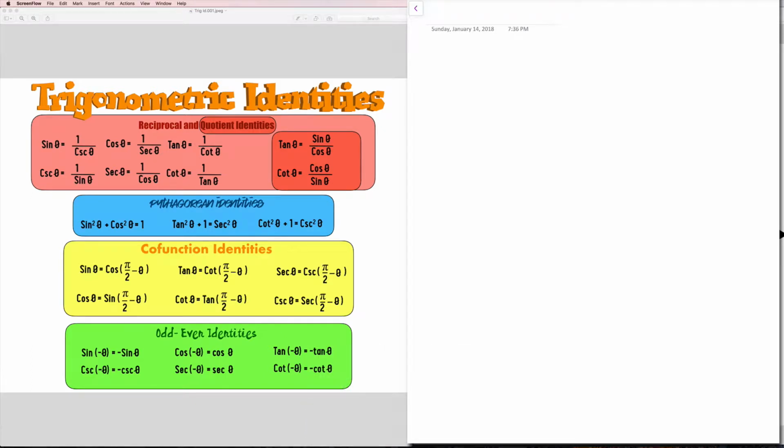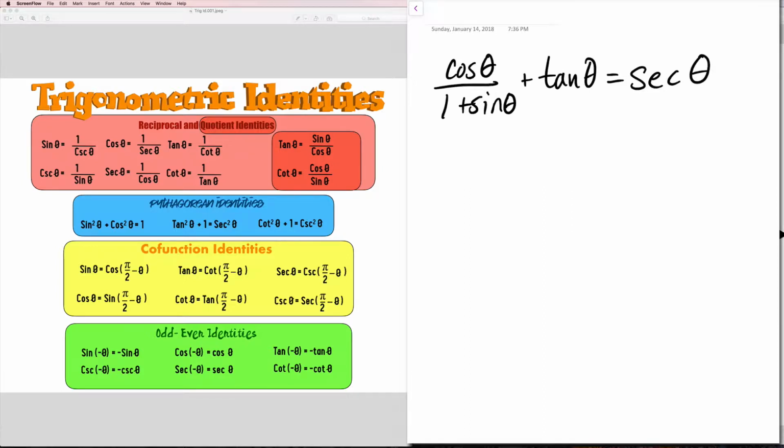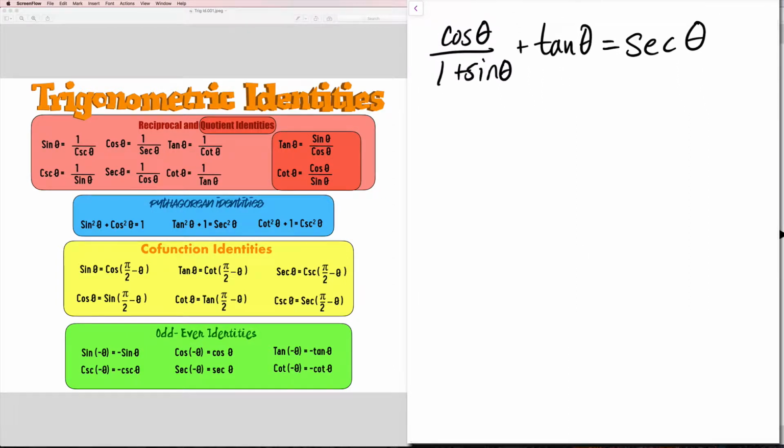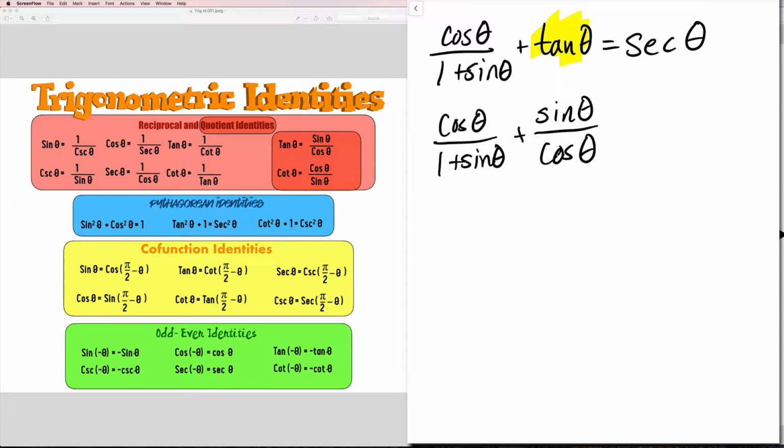So let's look at number 9. Number 9 reads cosine theta over 1 plus sine theta plus tangent theta, and then we want to verify that this equals secant theta. As I look at the term on the left, the thing that pops out to me first is tangent theta. I know that tangent theta equals sine theta over cosine theta, and then I have plus cosine theta over 1 plus sine theta.